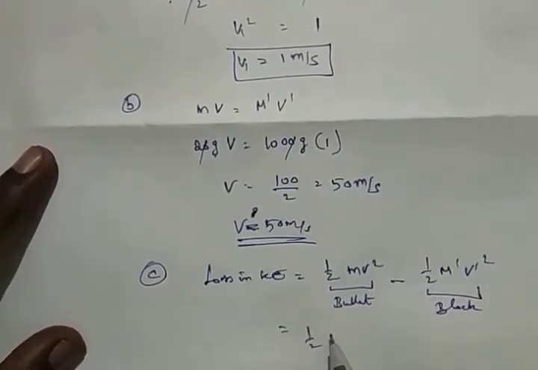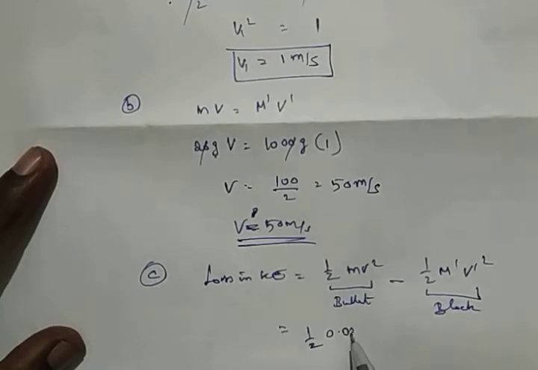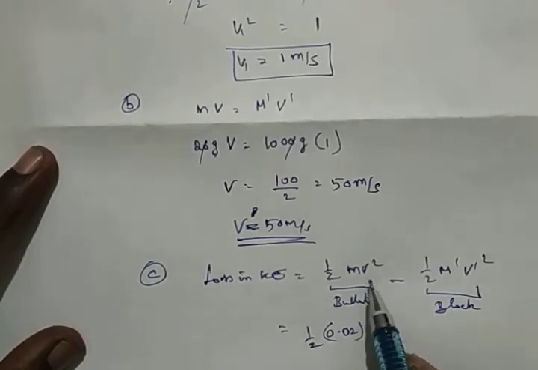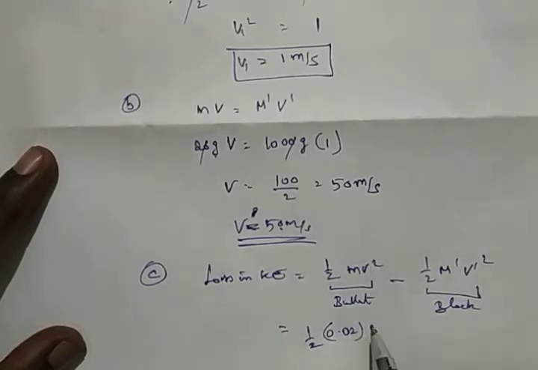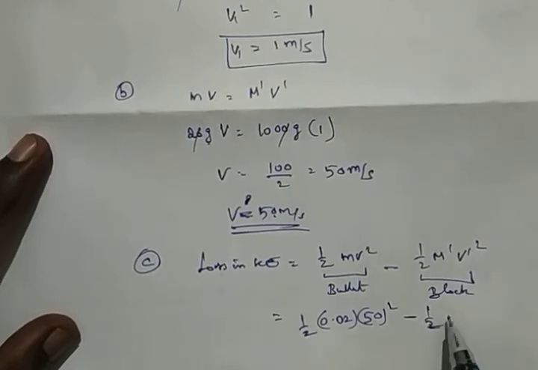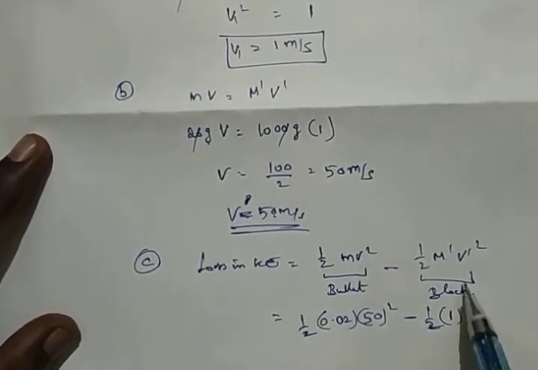So half into mass of the bullet is how much? It is 0.02 into velocity. What is the velocity of the bullet? It is 50, the whole square, minus half into what is m dash? That is 1 kg, and what is v dash? That's also 1.